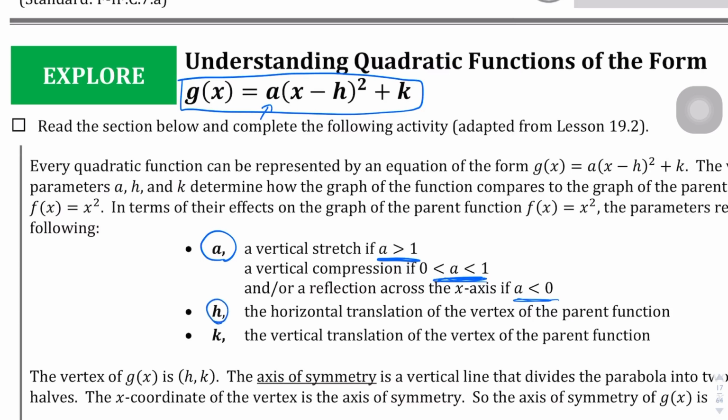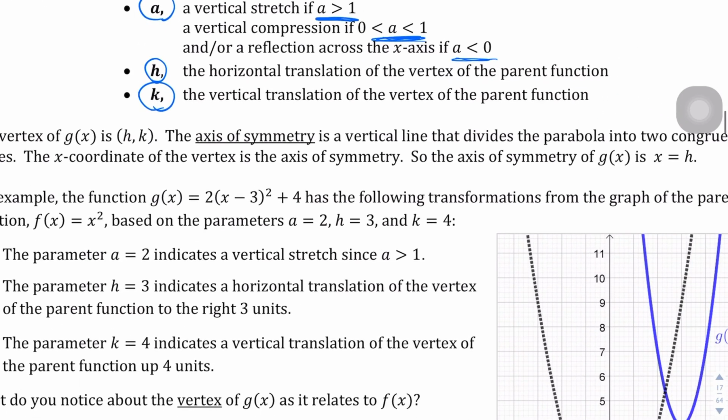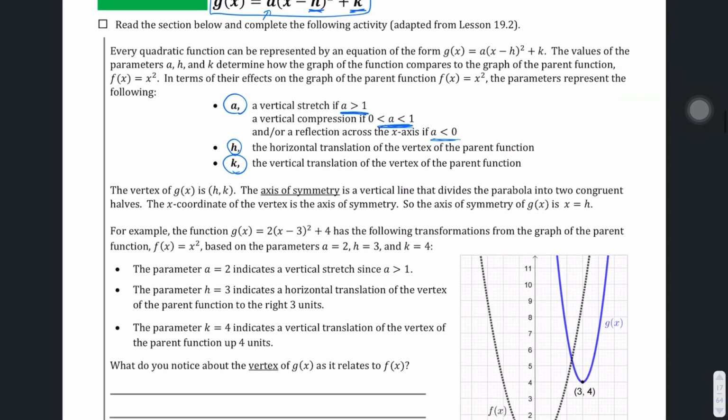And then we have the h in this formula. The h tells us the x value of where the vertex is going to be. Depending on whether that h value is negative or positive, it'll tell you whether it's going to be shifted to the left or to the right. And then the k value tells you how far the vertex is going to be shifted up or down on the y-axis.